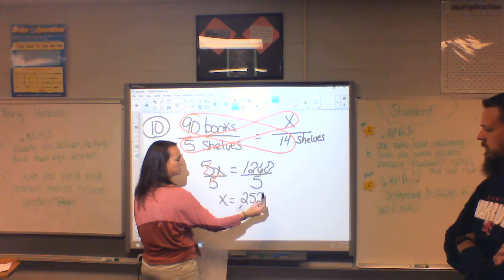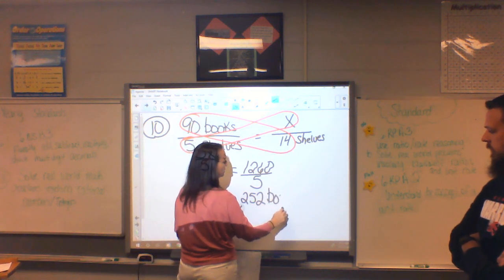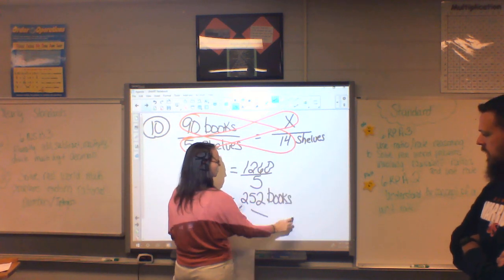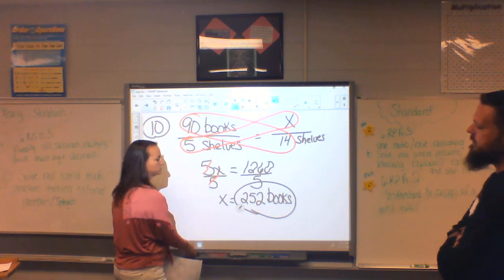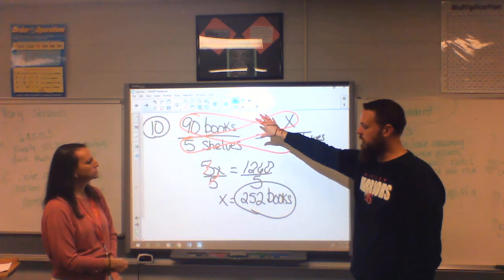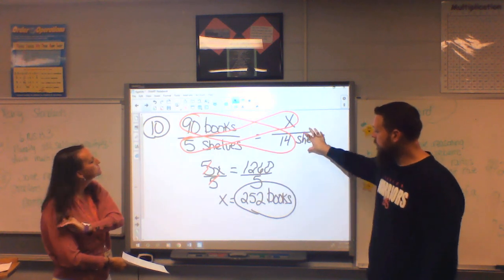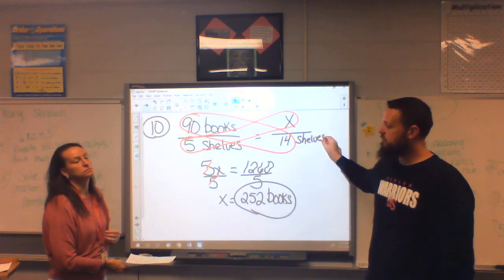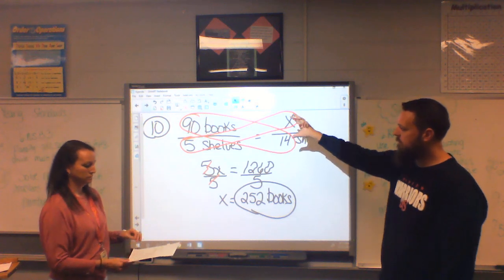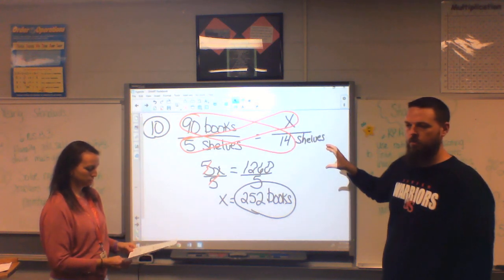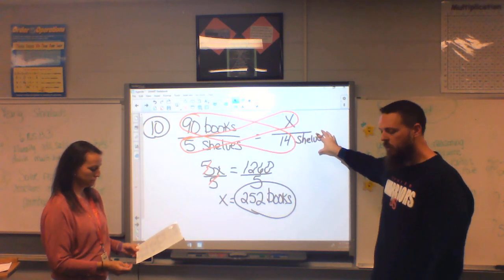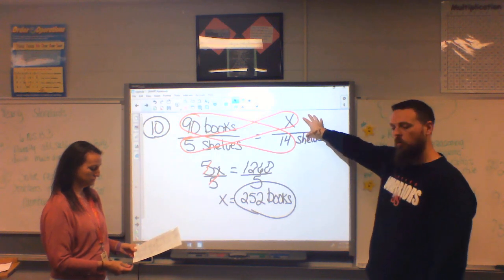I'm talking about books. So my answer is 252 books. So what we're really finding here, guys, is if we need 5 shelves for 90 books, and we have 252 books, then we will need 14 shelves. So these are proportional to each other. That means we have the same amount of books on the shelves as we did before. We just need more shelves to hold more books.